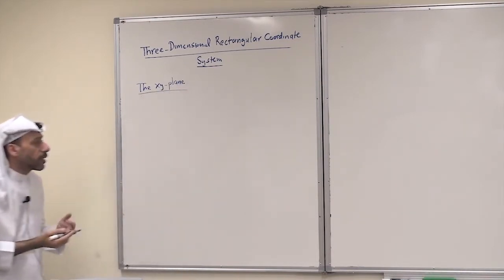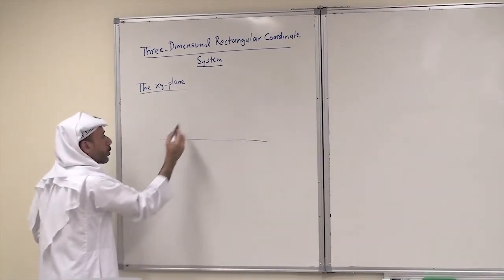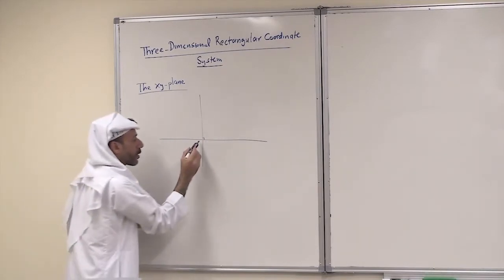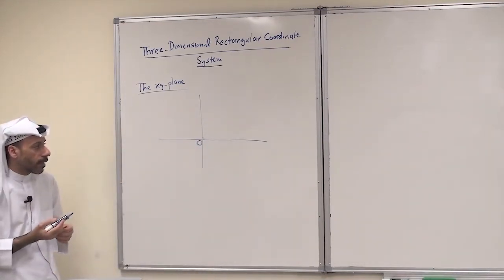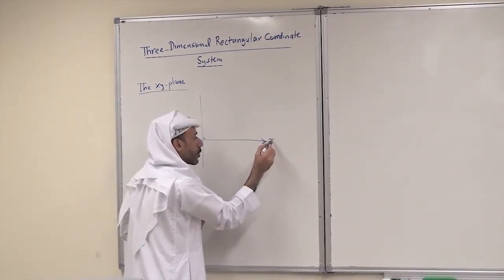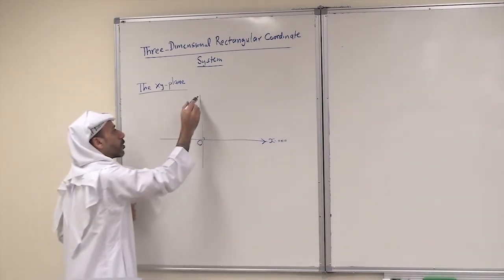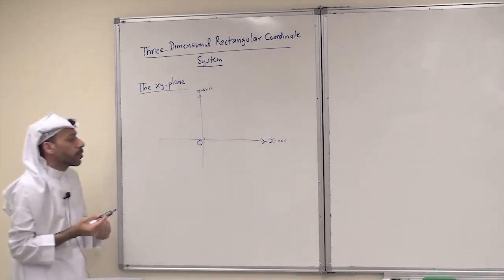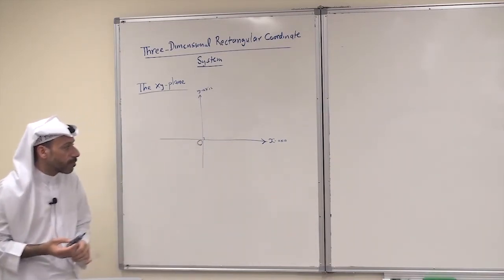Well, it consists of any two perpendicular lines. We take the plane, we just draw two perpendicular lines, where they intersect at a reference point O, which we call the origin. The horizontal line is called the x axis, and the vertical line is called the y axis. So these two lines divide the plane into four quadrants.